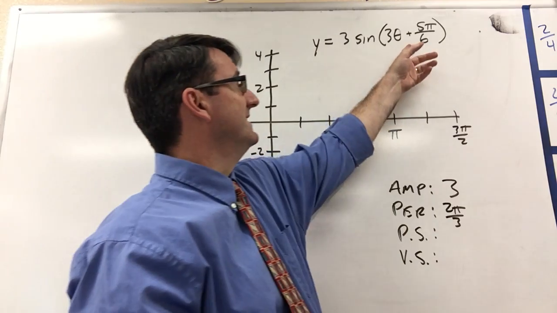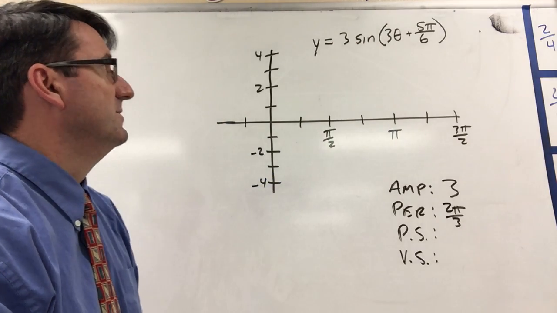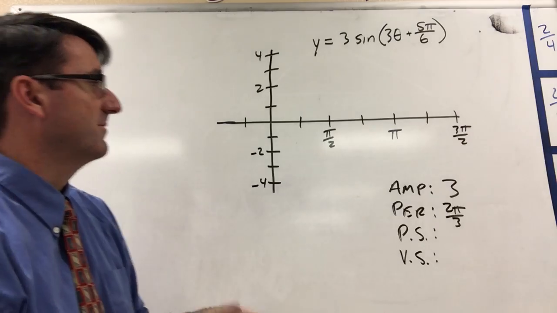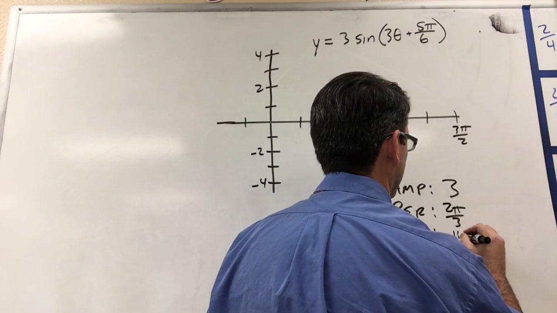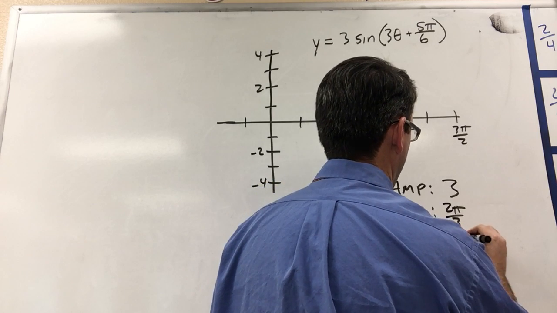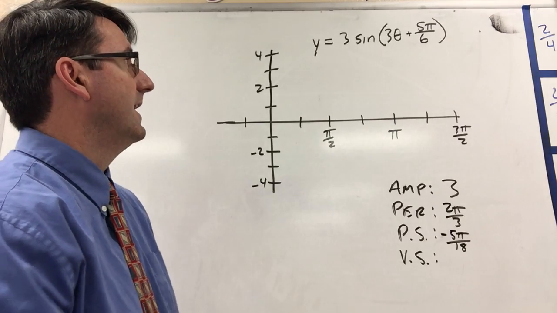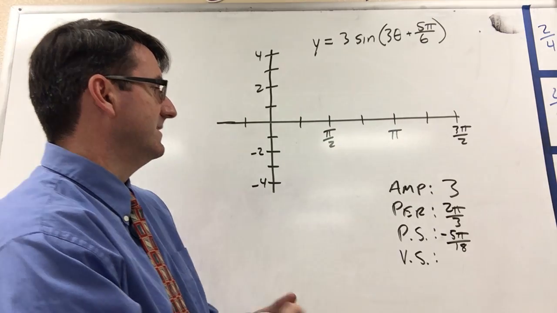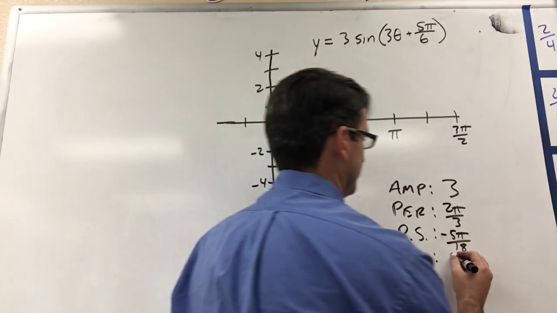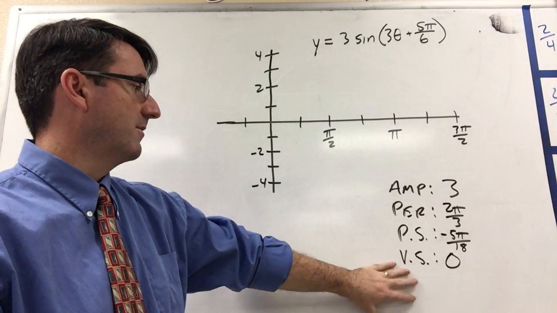The phase shift is negative c, which is this number here, divided by b. So negative 5 pi over 6 divided by 3, that's negative 5 pi over 18. And then the vertical shift is the number out back here, but there is none, so the vertical shift is just 0.